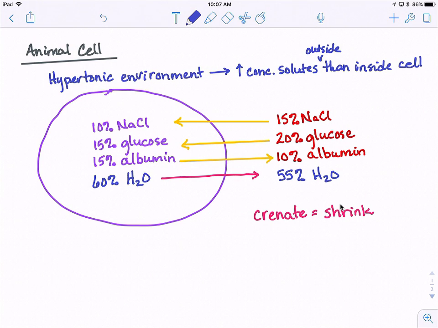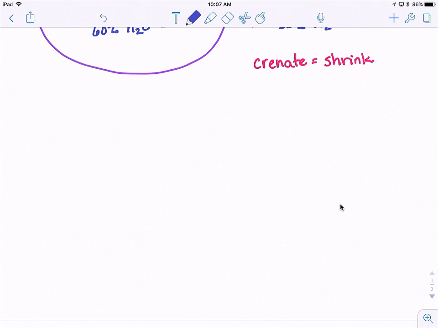All right, so that's one possibility if we put this in a hypertonic environment. This is not ideal for animal cells. They don't want to shrink up. If they're shrinking up, they can't function as well. So let's try a different environment. Let's put them in a hypotonic environment. So we'll go get a new cell, a fresh cell, and we're going to put it in a hypotonic environment.